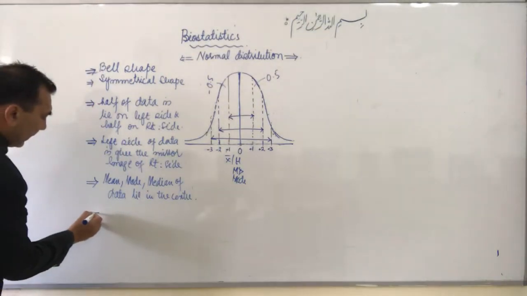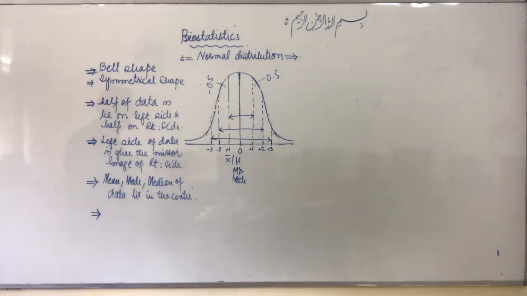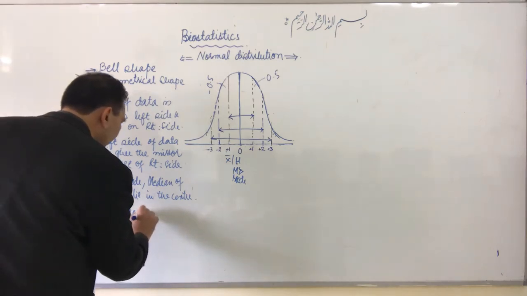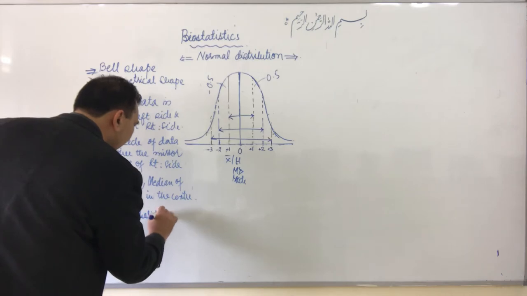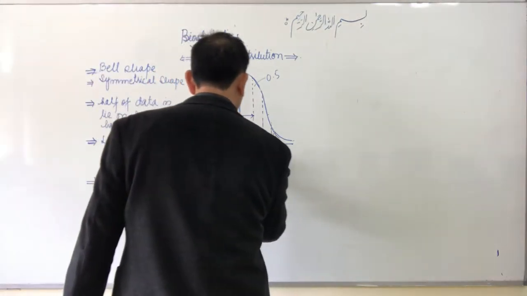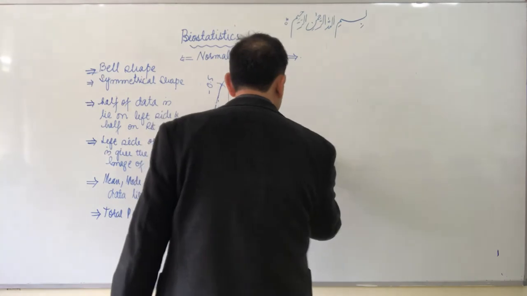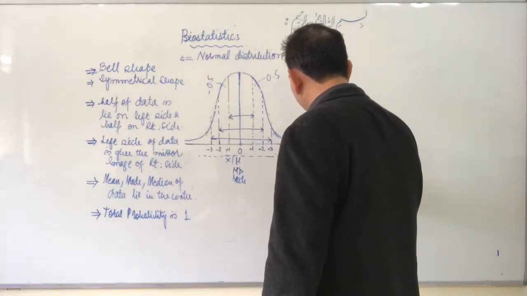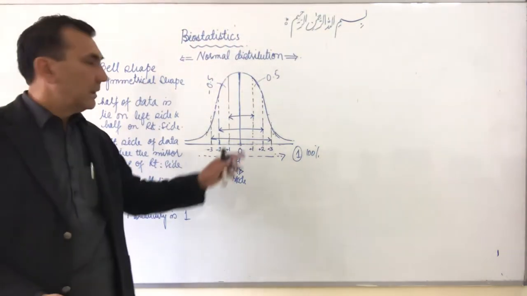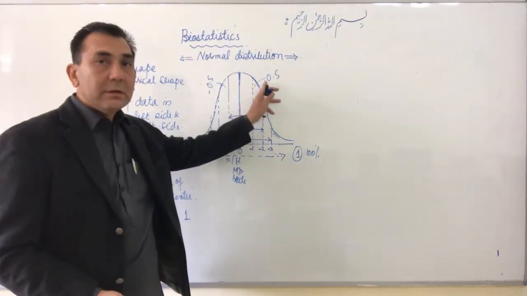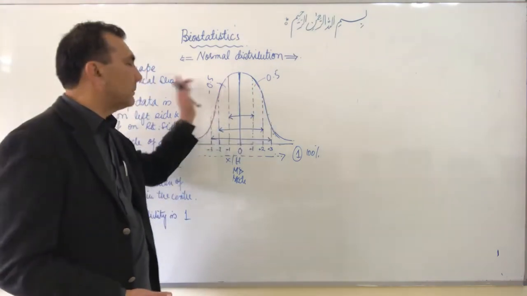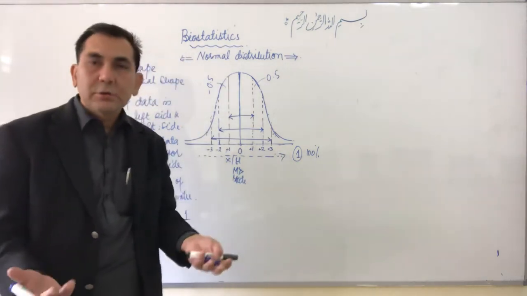Okay. Now the fifth property of the data says the total probability is 1. Total probability is always equal to 1 or 100%. You know very well, the total probability is always 1 or 100%. So that's why 50%, or 0.5, of the data is present on the right side and 50% is present on the left side. The total is 100% or total probability is 1.